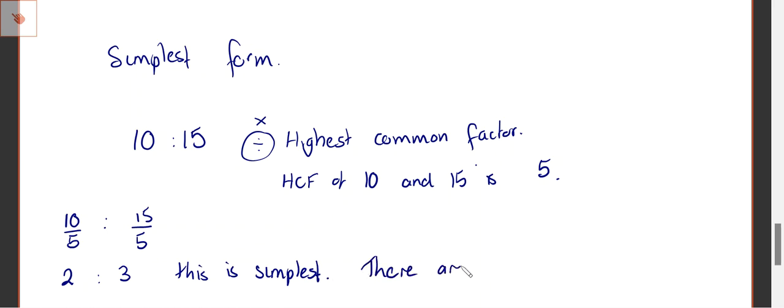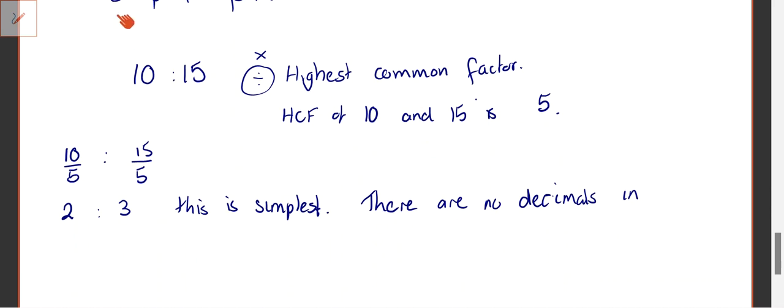And I will say there are no decimals in simplest form. There are decimals in a different form, but we're not going to talk about it here.